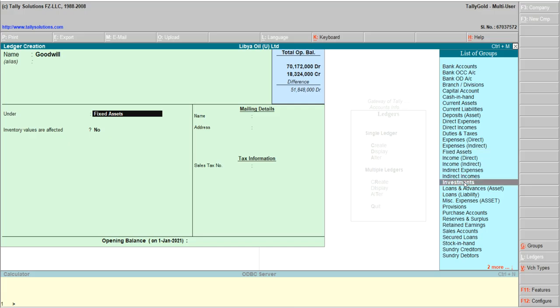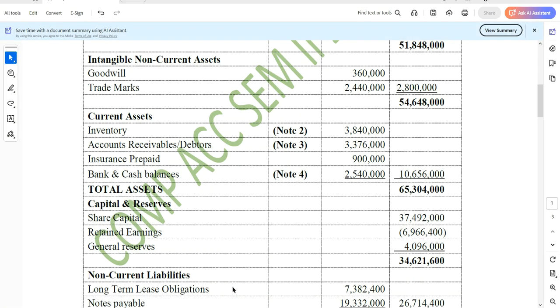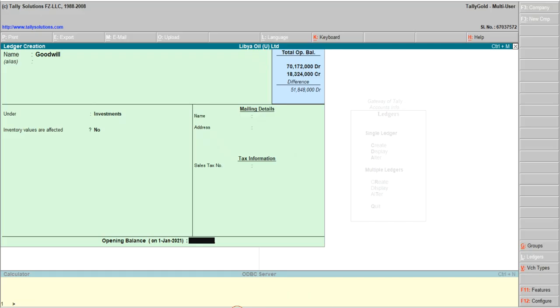because this goodwill normally arises if the company has acquired another company. Normally, this is purchased goodwill, which arises on business combinations. So it's investments, not fixed assets. We use investments. How much is the opening balance for this goodwill? That is 360,000. It's a debit, being that they are assets.